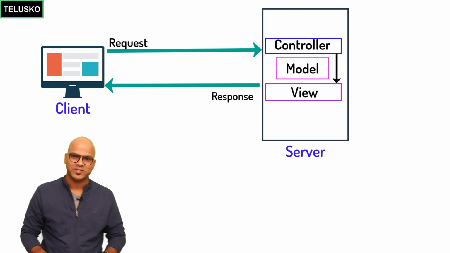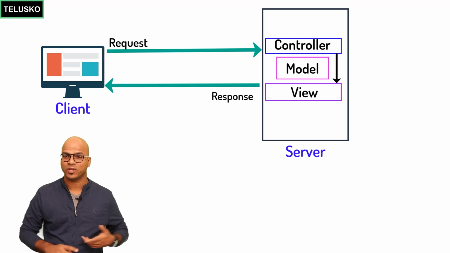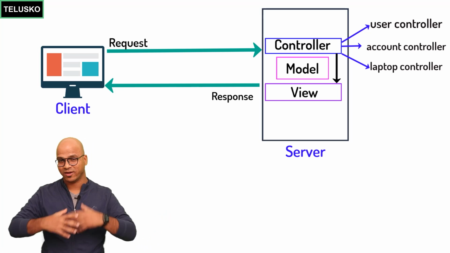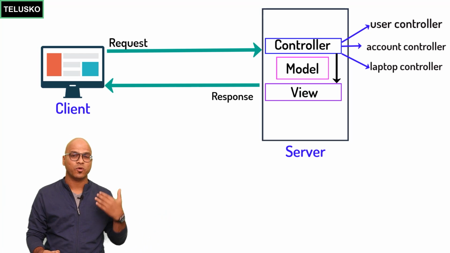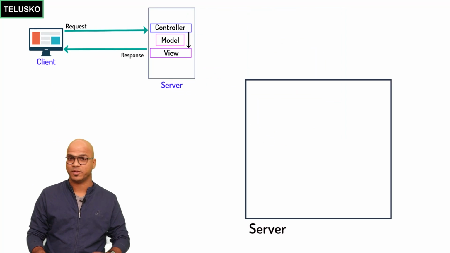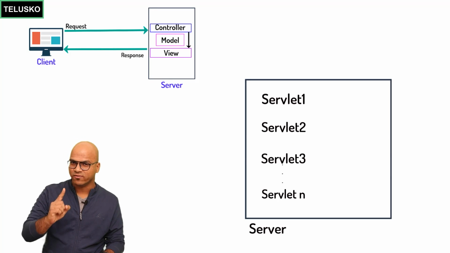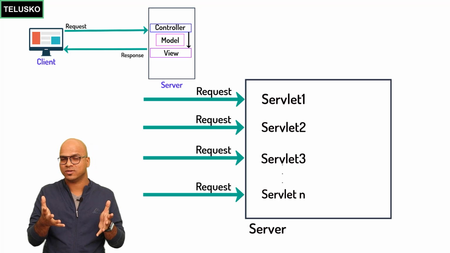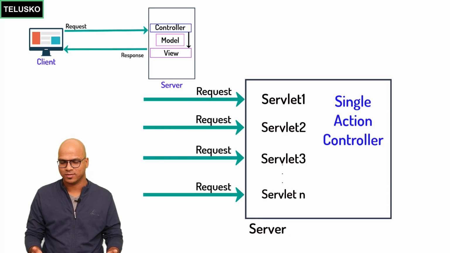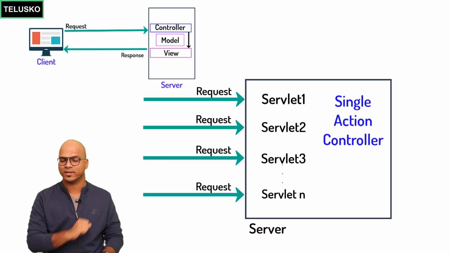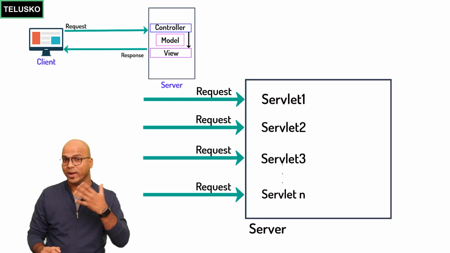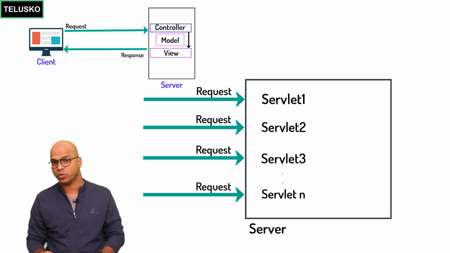Oh, that's an issue. Let's say in an application we have a user controller, an accounts controller, a laptop controller. We have so many controllers, right? As a website, as a web service, you will provide so many services. How do we create multiple controllers? Very simple, create multiple servlets. One servlet can handle only one request, or one servlet will be known as a single action controller. So one servlet can handle only one request. We wanted something where one class, or one controller, can handle multiple requests.